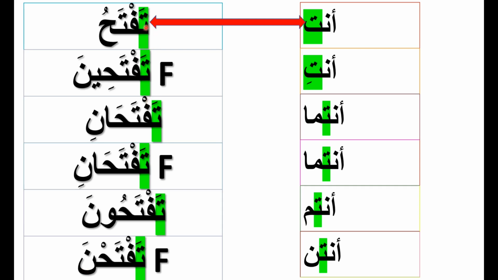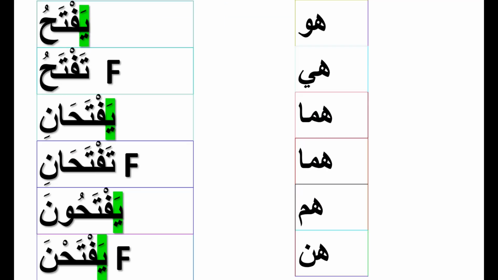The letter t at the beginning of the verb is a prefix that indicates that the verb is in the second person. It means you are talking to someone. تفتح. You open. As you notice, the prefix of the verb and the pronouns share the same letter ta.